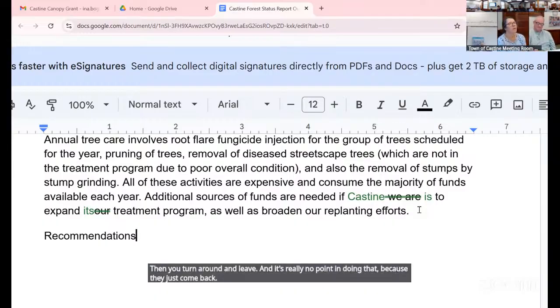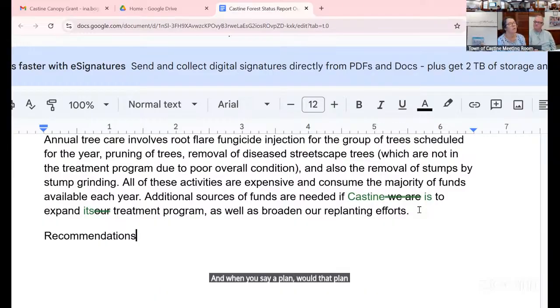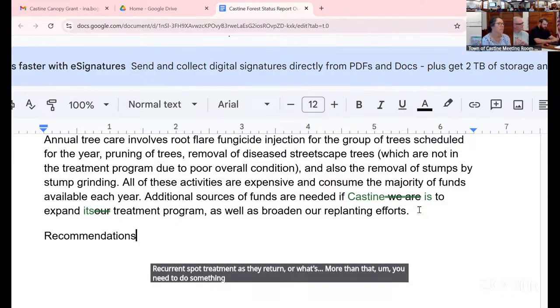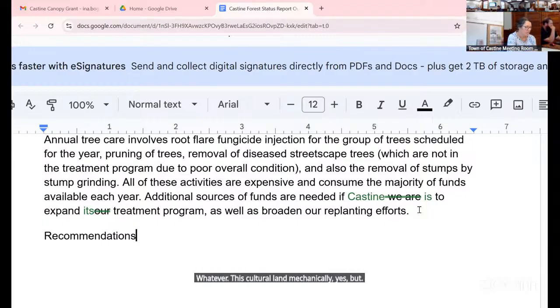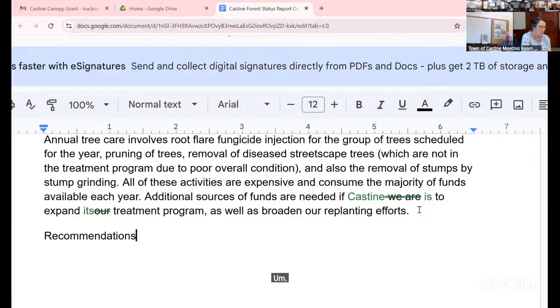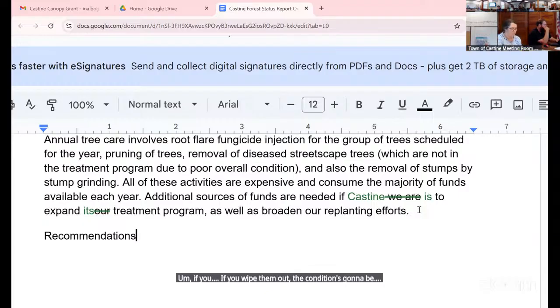And when you say a plan, would that plan be recurrent spot treatment as they return, or what? More than that, you need to do something cultural, it could be just turning it into grass and mowing, whatever. That's cultural and mechanical, I guess, but if you wipe them out, the condition's going to be almost exactly the same as when they were recruited there, so it isn't going to do too much.